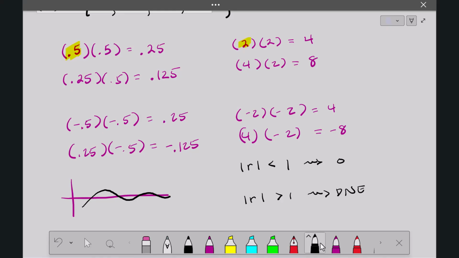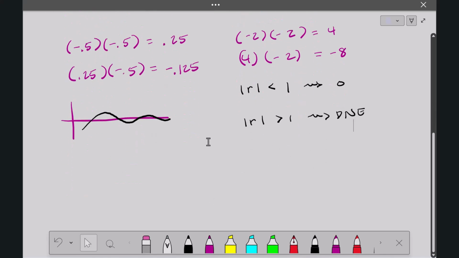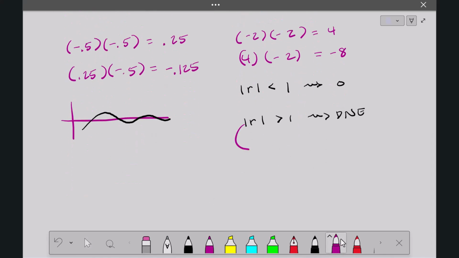But what we can say in the case in which r happens to be positive, so it's greater than 1 and positive, what we can say is that the limit will be infinity. But if r happens to be negative, all we can say is that the limit does not exist.